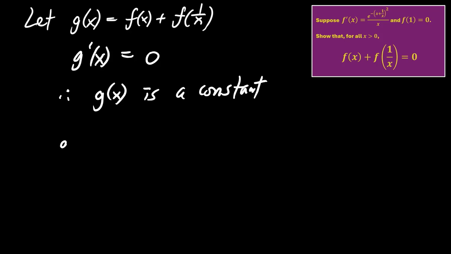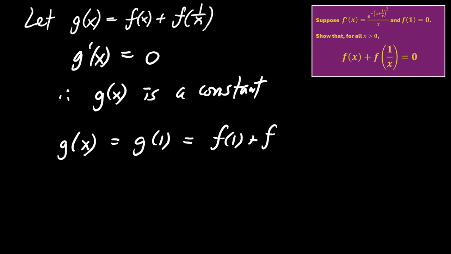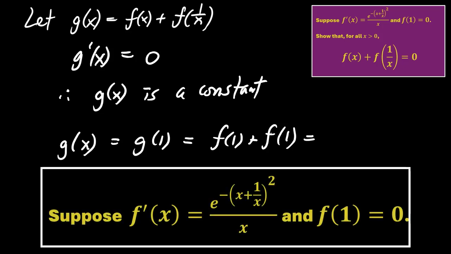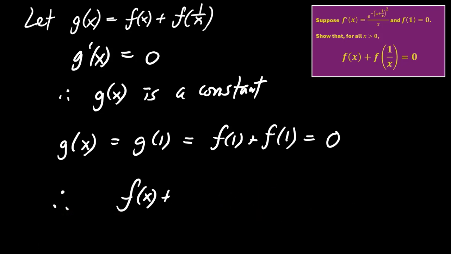And since it's a constant, we can let it be g(1). And g(1) is f(1) plus f(1 over 1). Again, it is f(1) plus f(1), and f(1) is given by 0. So 0 plus 0 is 0. And therefore, now we know that f(x) plus f(1 over x) equals g(x) and equals 0. And this is what we want to prove.